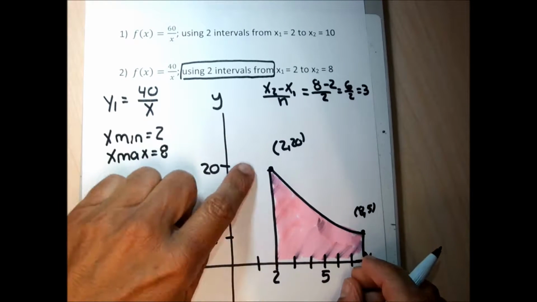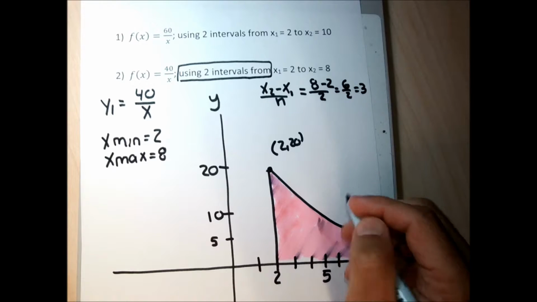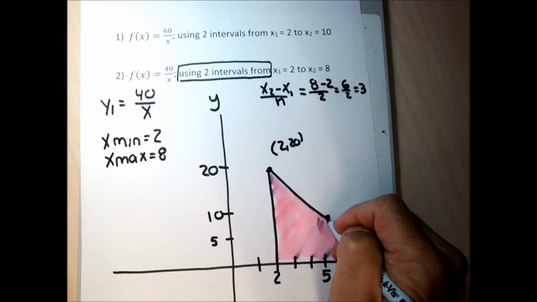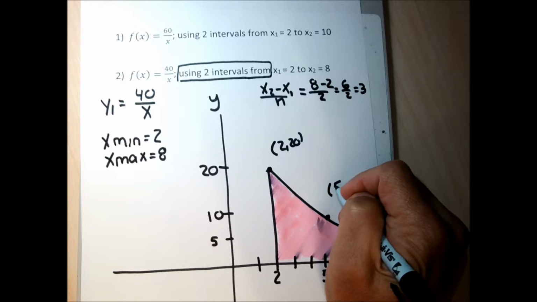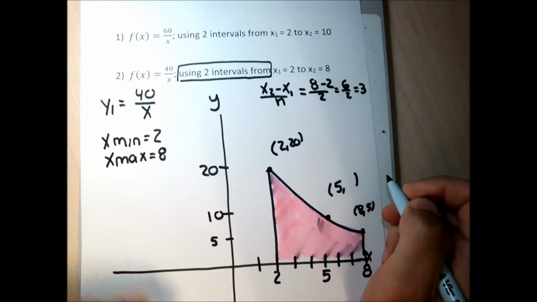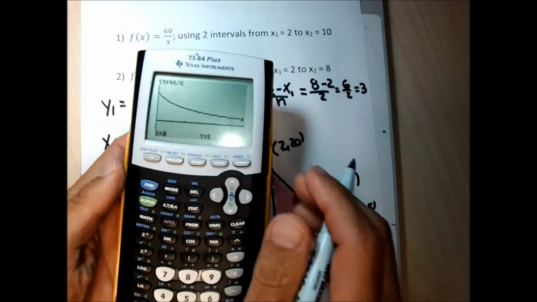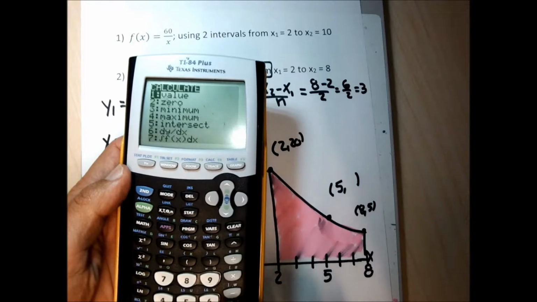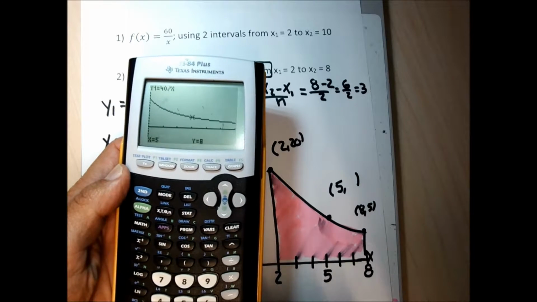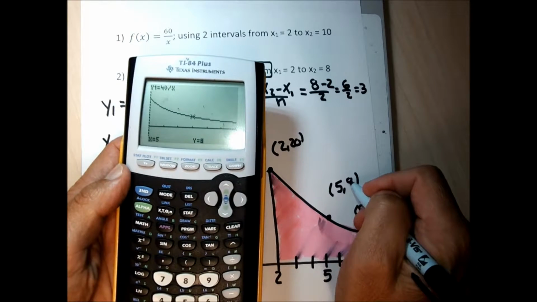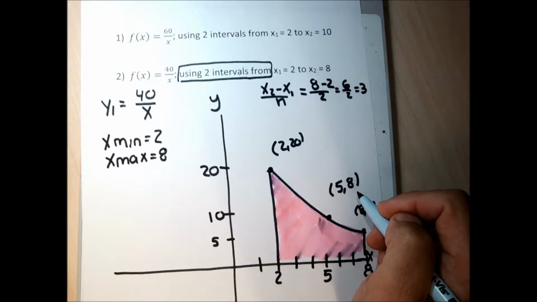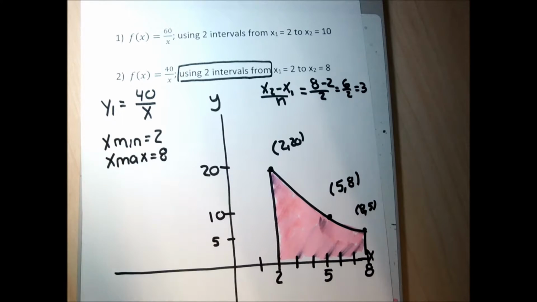Well, I've evaluated at 2 and 8 already. I need to evaluate it at 5. And I'm going to get the point 5 comma something, and I do that by going second calc value, typing in 5, and at 5 it's at 8, and that almost looks reasonably well. So done with step C.